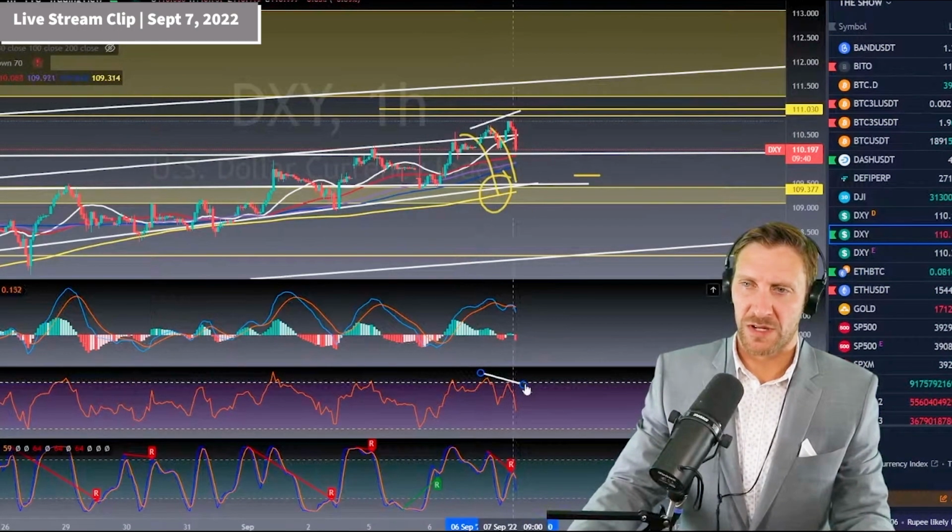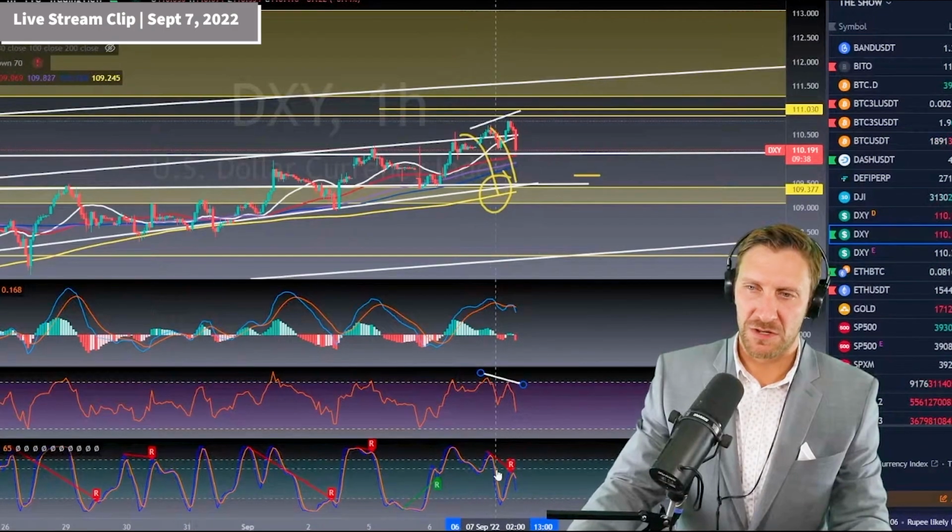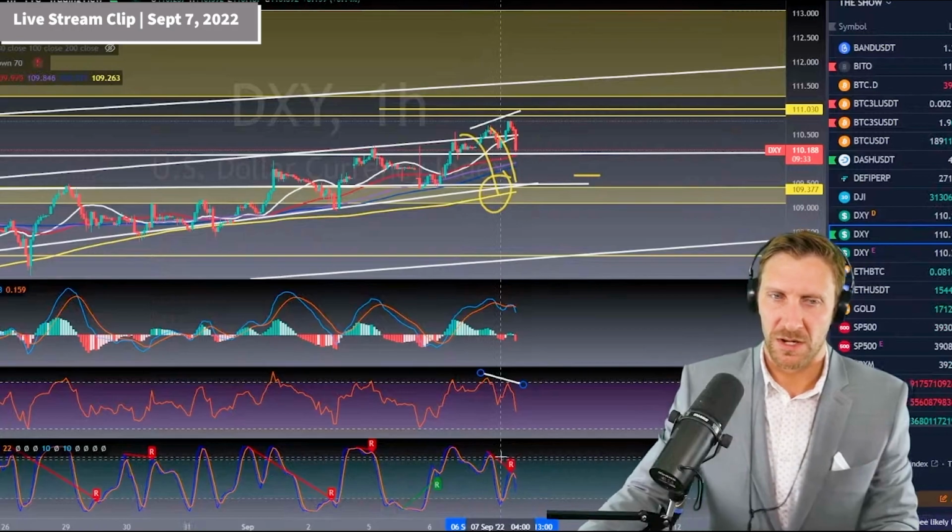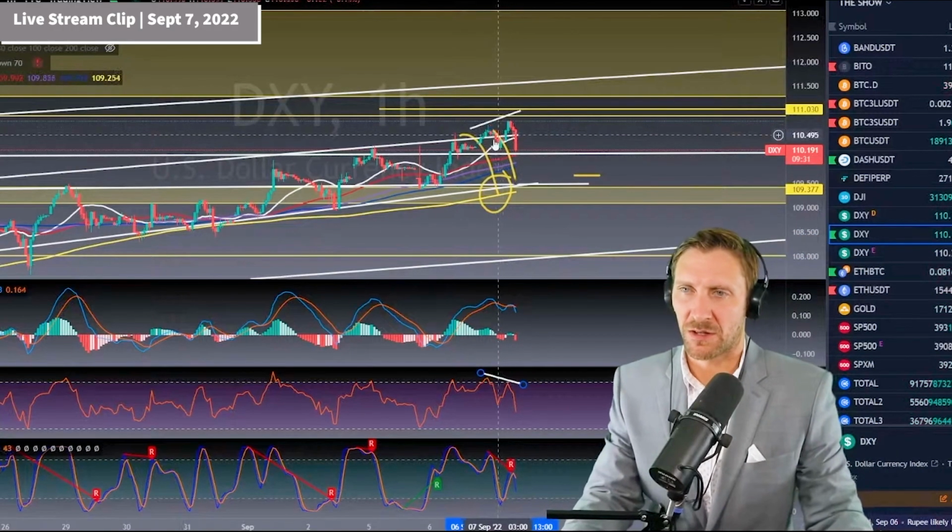So swing up to swing up, swing down to swing down. Bearish divergence, even caught by my indicator, stochastics RSI with divergences. Caught the bearish divergence right there, clean as day.